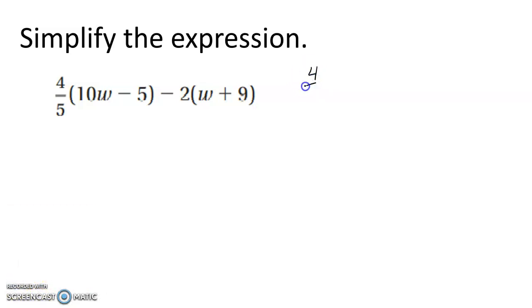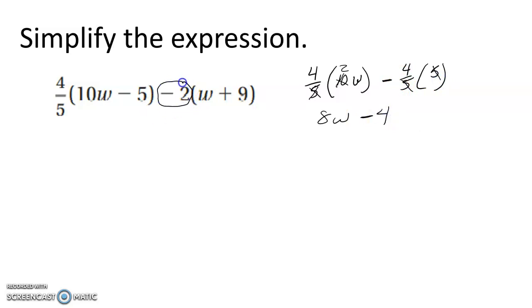So 4/5, I'm going to put it over. 4/5 times 10w minus 4/5 times 5. So that's this over here. Let's see. Cancel the 5 into the 10 twice. So that's 8w. And 5 into the 5, so that's minus 4. Now this other one, include this sign. We're going to go to minus 2w.